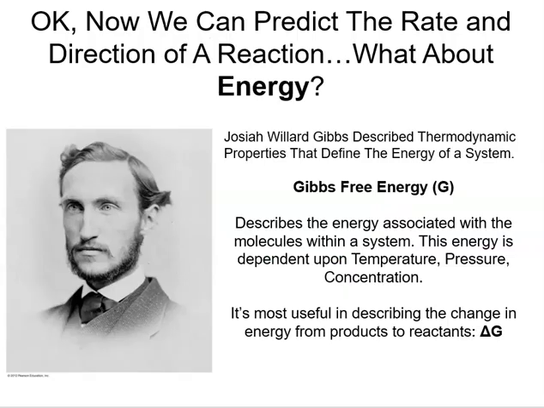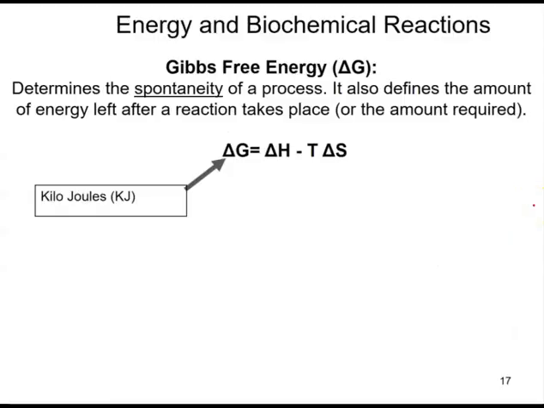Okay, so we can predict the rate and direction, but what about energy? Gibbs free energy helps us to describe the energy of a system, whether that chemical reaction is going to move forward or not, and the change in energy from the reactants to the products. We're going to start with the Gibbs free energy. Within this equation, we're also going to look at delta H, which is the enthalpy, the change in enthalpy from the reactants to the products, minus the temperature in Kelvin times the change in entropy.